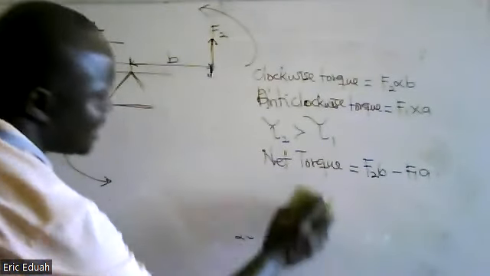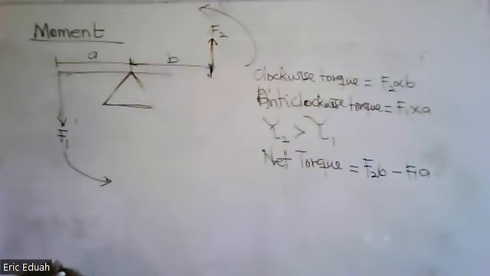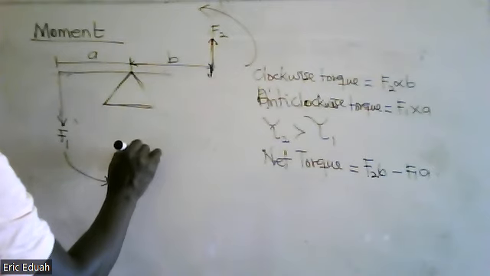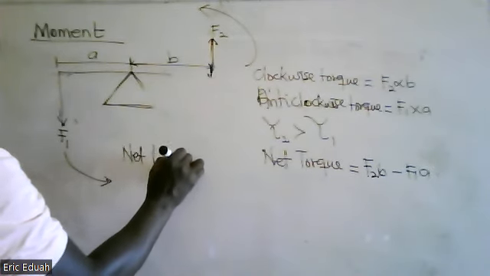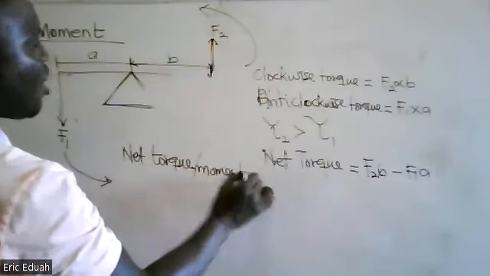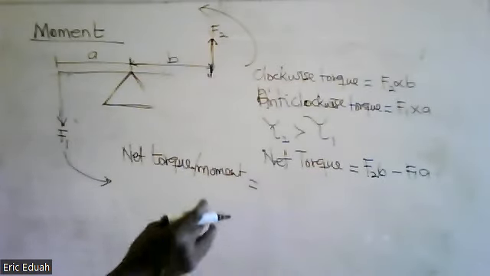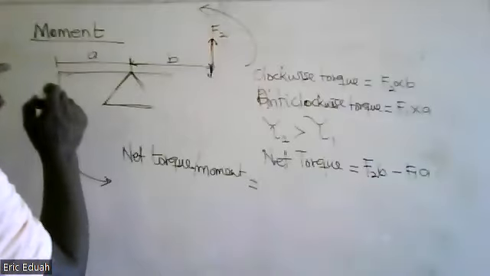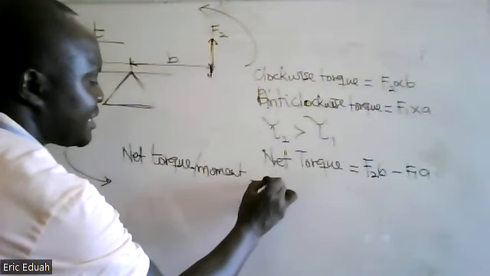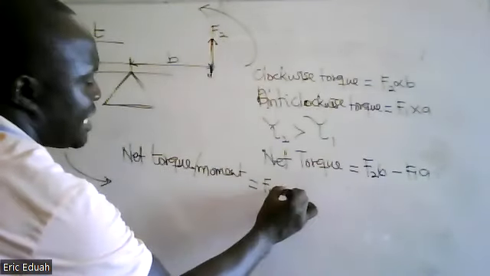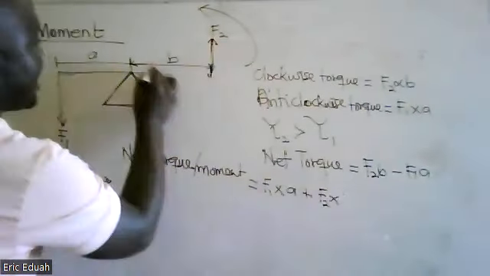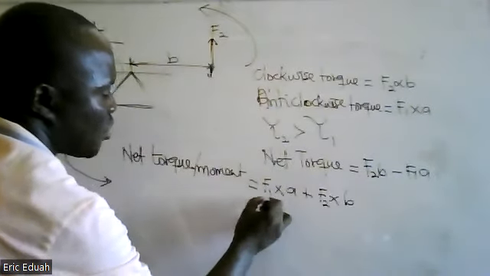So in a situation like this, if you are asked to determine the net torque or moment, because they are all acting in the same direction, the individual turning effect produced by F1 and F2 would add. So F1 times the perpendicular distance A plus F2 times the perpendicular distance B. So the net torque is this.